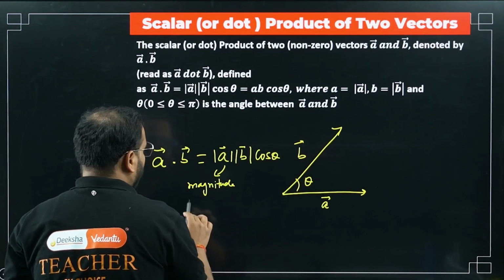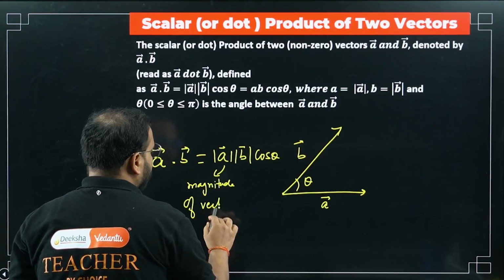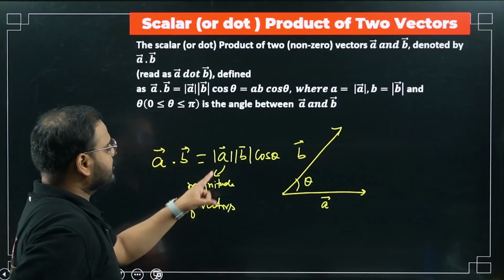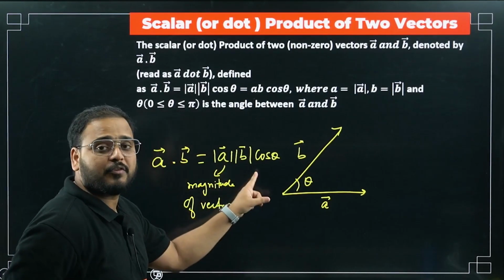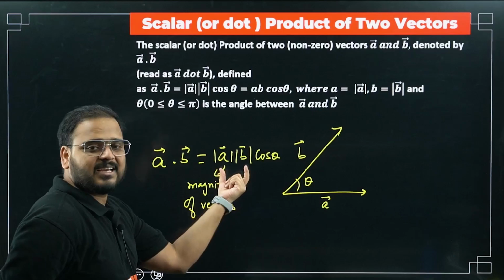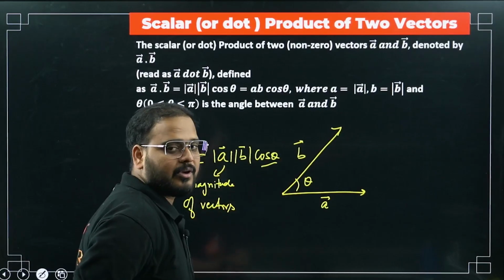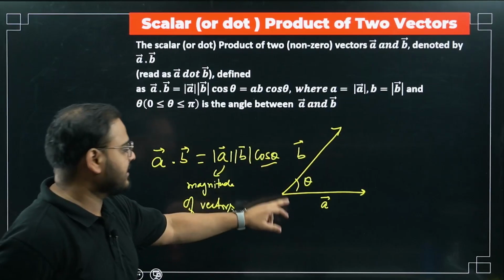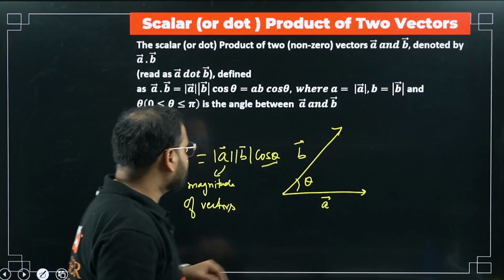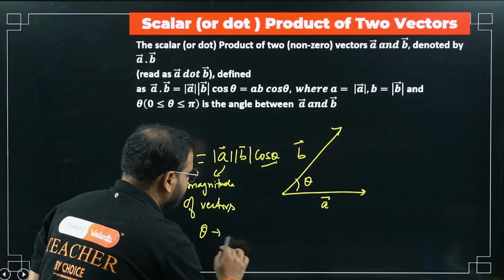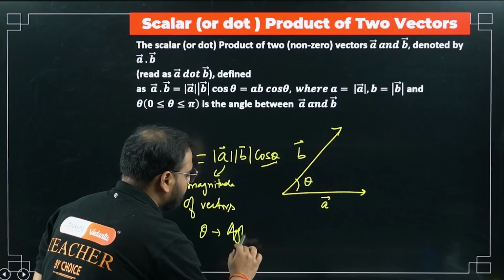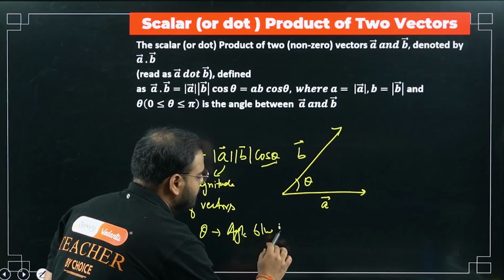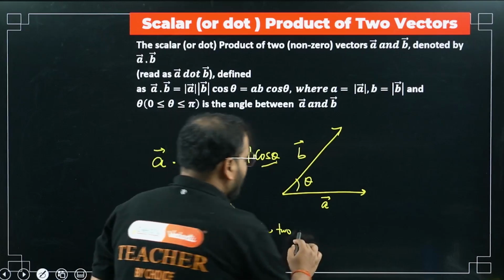Magnitude of vector A, and this is the magnitude of vector B, right? So this is a scalar quantity, and so is cos theta. For whatever angle it is there, you'll have to write this theta as that angle. And what is this angle theta? Theta is the angle between two vectors.